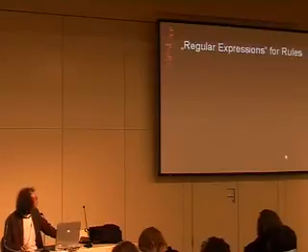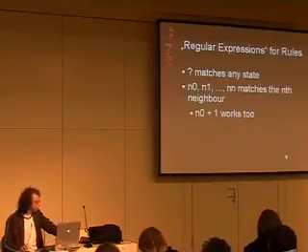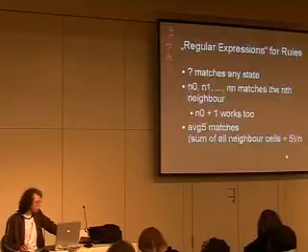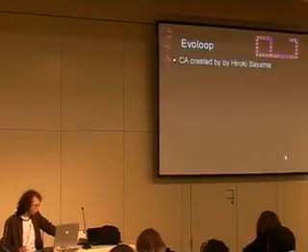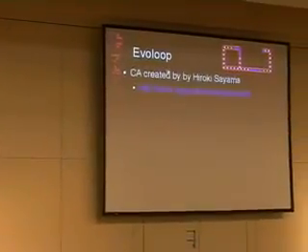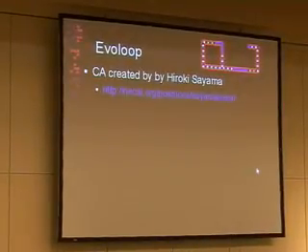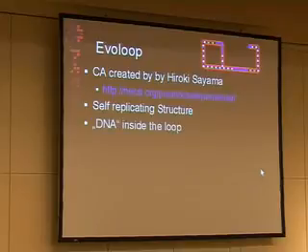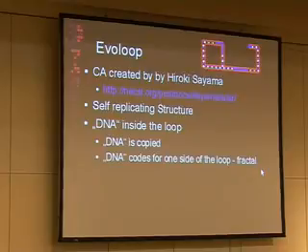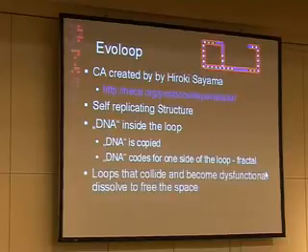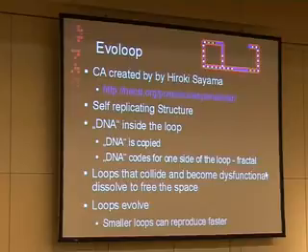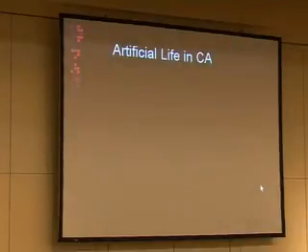This was the demo. I've told you about the evo loop. If you're interested in it, go to this URL, and you'll find all the information about it. It is a self-replicating structure with DNA inside the loop. DNA is copied, we had this already, but I want to come back to the theme of artificial life in cellular automata.